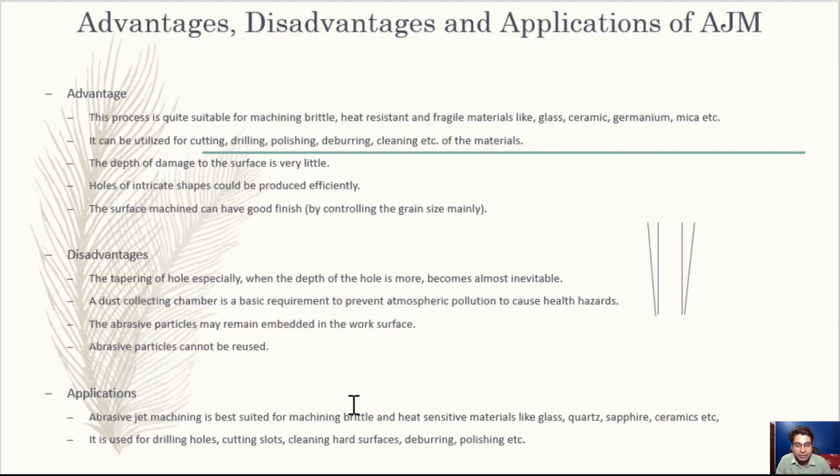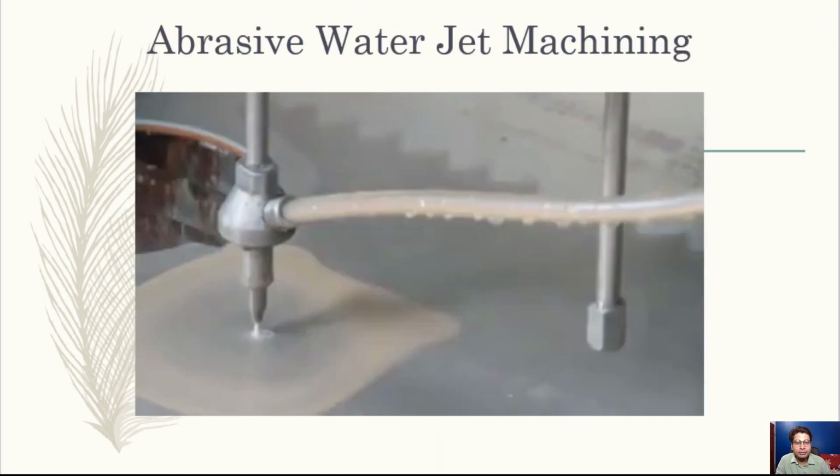Applications include: abrasive jet machining is best suited for machining brittle and heat sensitive materials like glass, quartz, sapphire, ceramics, etc. It is used for drilling holes, cutting slots, cleaning hard surfaces, deburring, polishing, etc. Now we will go on to abrasive water jet machining.